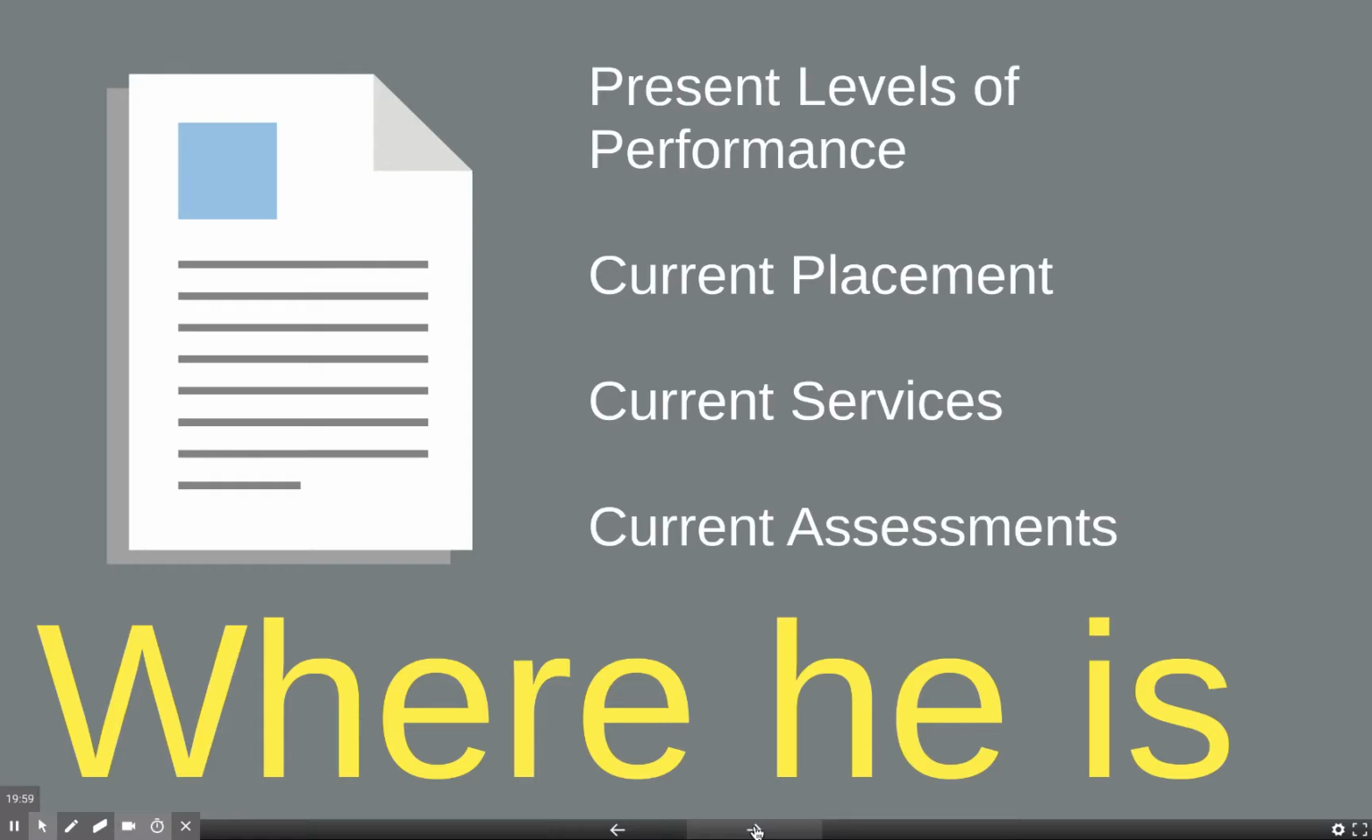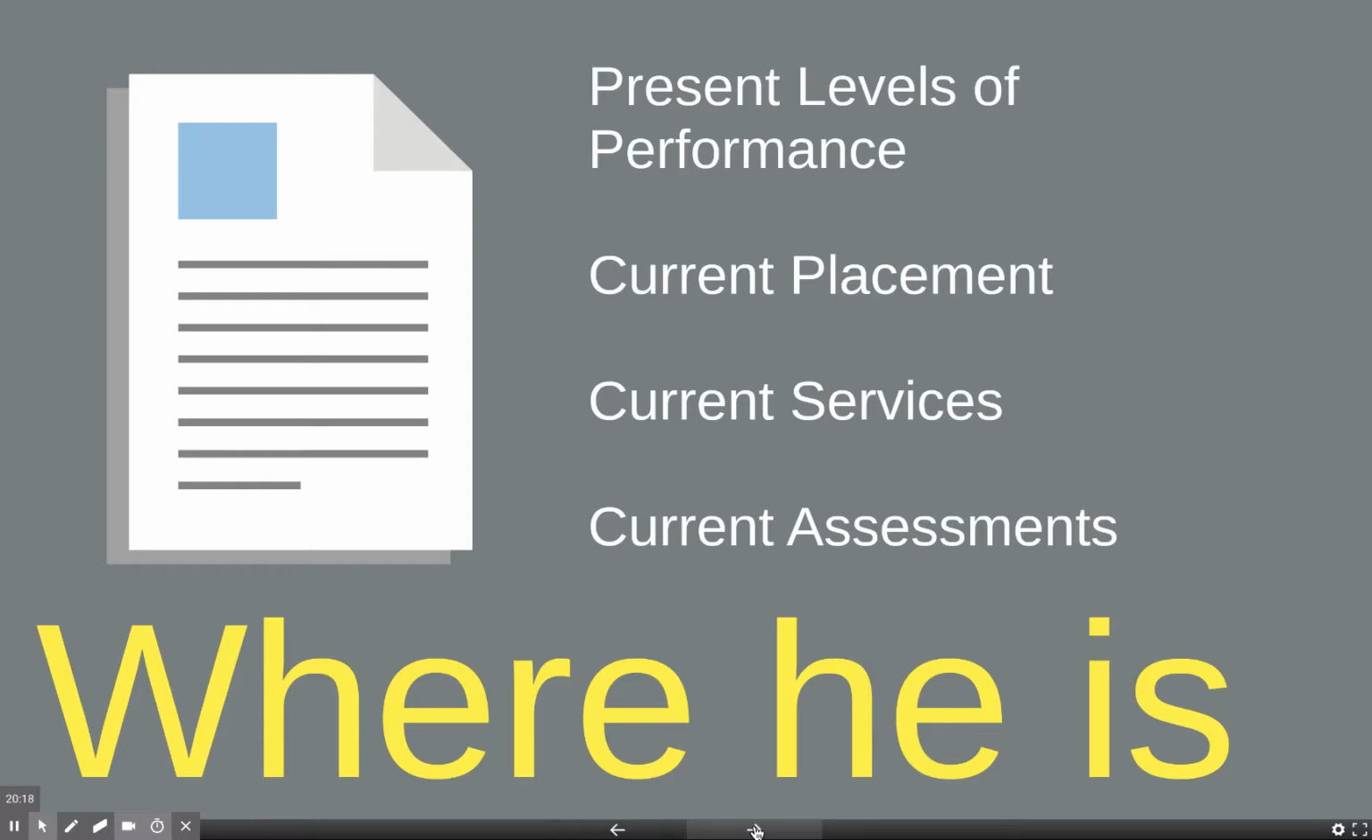You have where the student is currently placed, what services they currently receive. You also have any current assessments, whether they be formal, like I said before, triennial assessments, but also informal or classroom assessments. All of those things are admissible and can give a clear bit of information about where the student is.